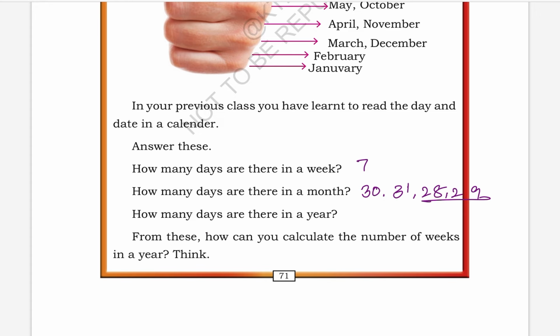How many days are there in a year? 365. We have to calculate it. 365 days. If it is a leap year, then 366 days, right? From this, how can we calculate the number of weeks in a year?